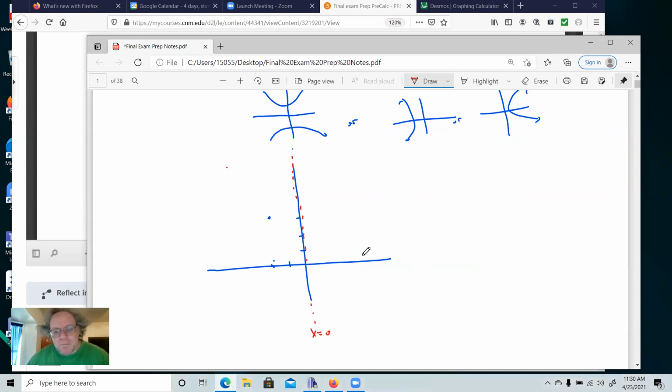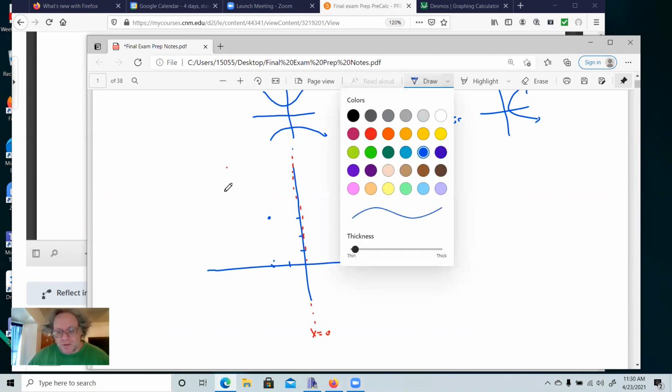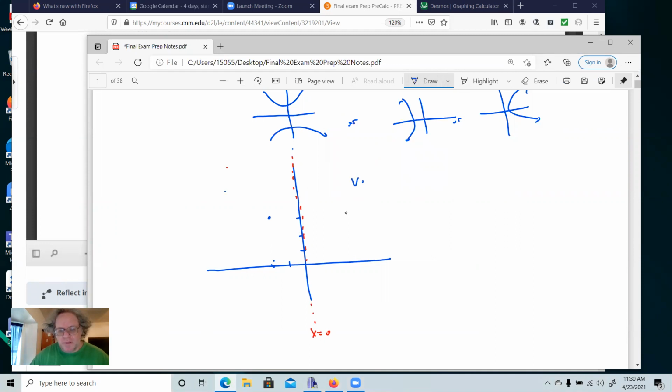You have to remember the vertex is halfway between your focus and your directrix. Halfway between that would be, I think the vertex is going to be here. It's halfway between the focus and the directrix. So this is my vertex.